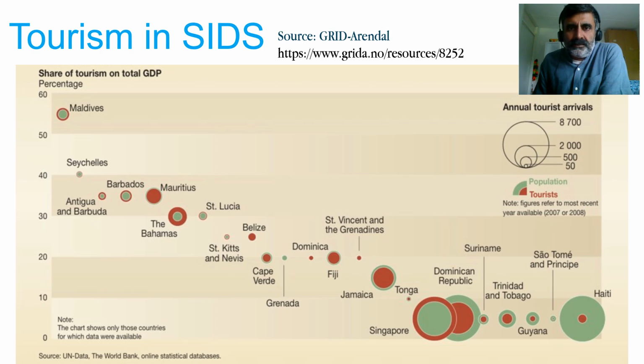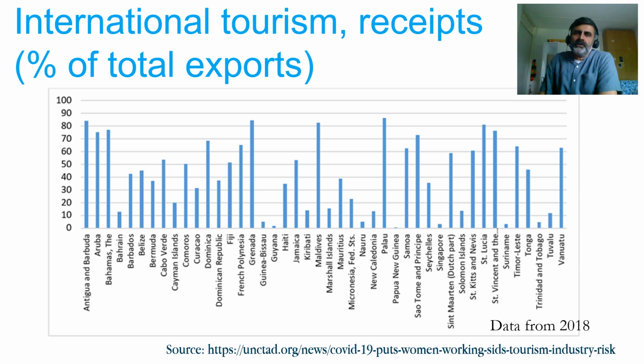Tourism is a crucial economic sector for many SIDS, contributing significantly to their GDP and employment. The share of tourism in total GDP is quite high in small islands like the popular tourist destinations of Maldives and Seychelles. Tourist arrivals often exceed the local population in many small islands. Tourism accounts for a substantial portion of total exports for many small island developing states, sometimes reaching a value as high as 80%.